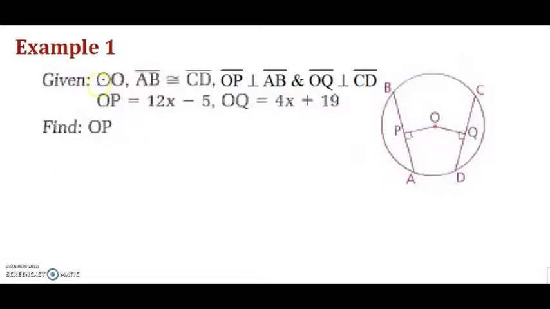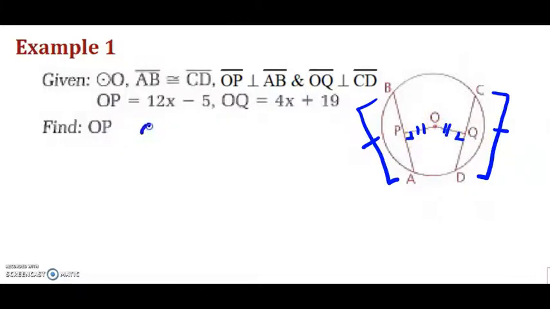Here in our example, we're given circle O. Segment AB is congruent to segment CD. And on the diagram in your textbook, it's marked that OP is perpendicular to AB and OQ is perpendicular to CD. So even though it wasn't directly given in the textbook, it is marked on the diagram, therefore we know that to be true. So I'm going to mark the diagram, and now I see I have congruent chords. If the chords of a circle are congruent, then they are equidistant.